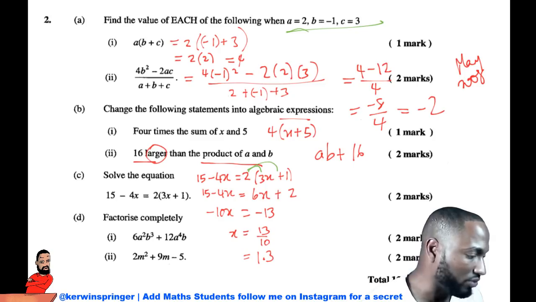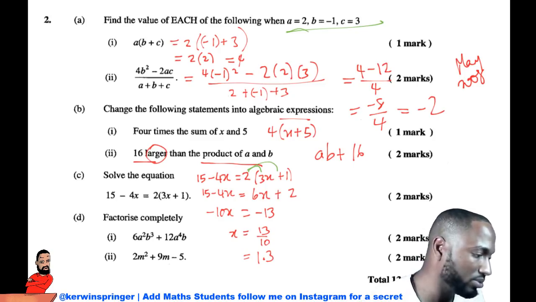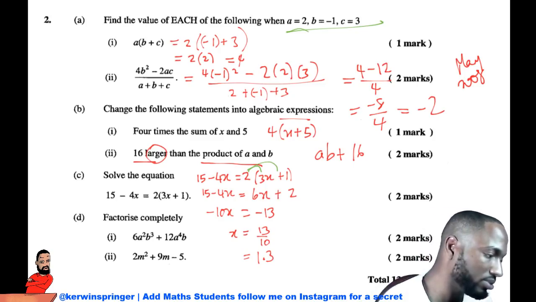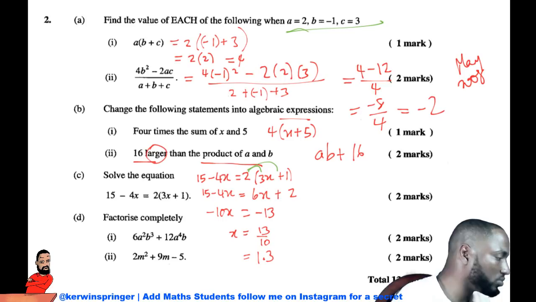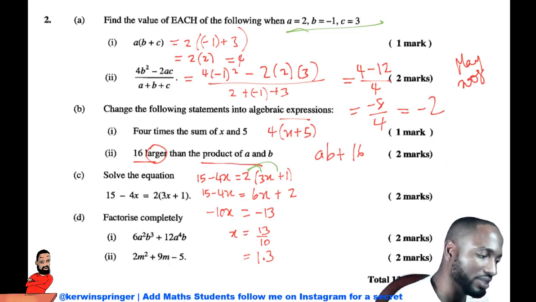Where did the 4 come from in one part? In part 1, part 2. What are we talking about? I don't know what you're talking about, Tiffany.